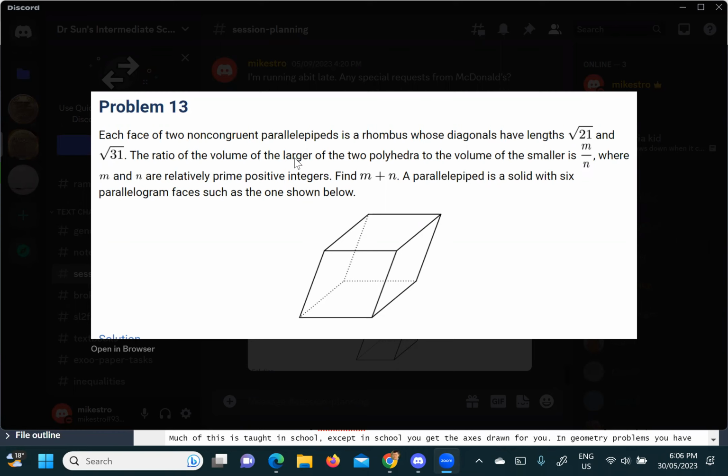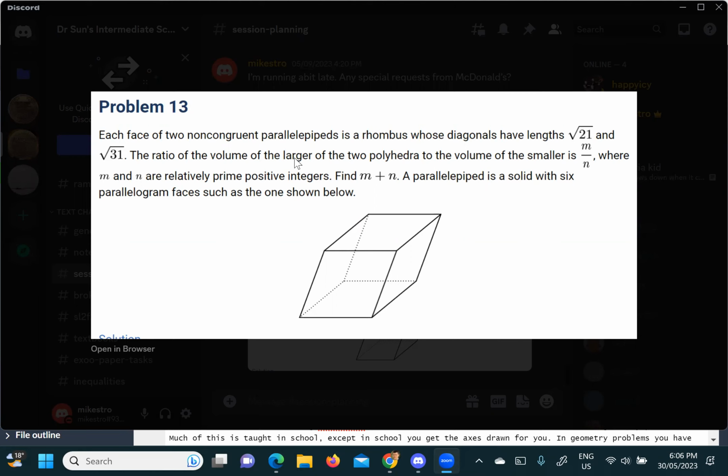Basically you have a rhombus with one diagonal root 31 and another diagonal root 21. And that determines the rhombus, yeah? So we know the side length of the rhombus and we know the angle of the rhombus. So we know a lot about the rhombus. For example, you can get the sine of the angle by doing the area of the rhombus. So you know the sine of it.